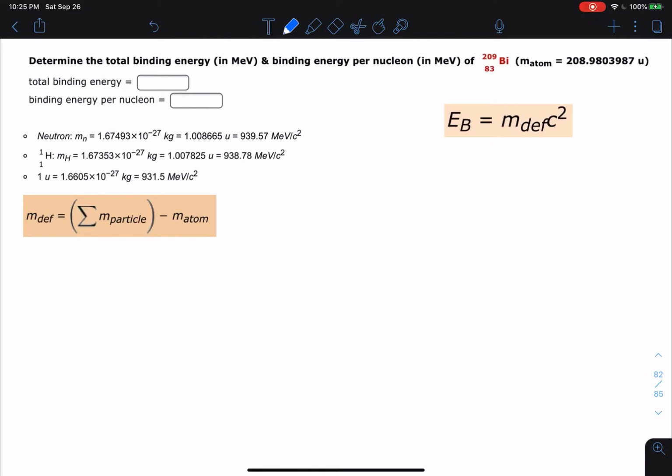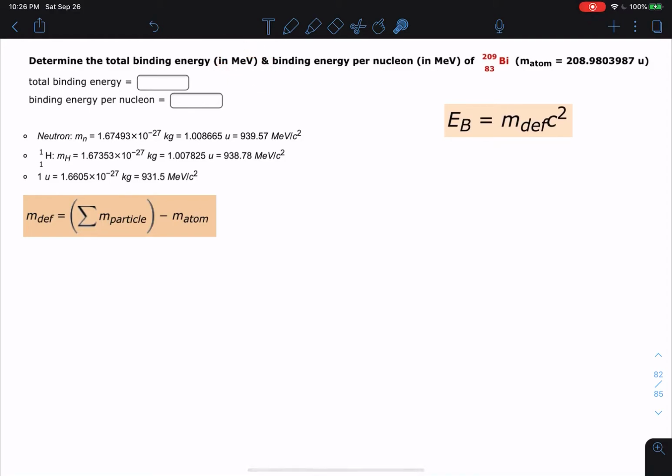When you create a nucleus, or I should say an atom, from scratch, you have to bring together all the neutrons and protons and electrons. And in doing so, some of the matter will be turned into energy. That amount of energy is referred to as the binding energy. And the amount of matter that turns into energy is called the mass defect. So in this case, with bismuth 209, I've got to bring together 83 protons, 83 electrons, and 126 neutrons. Bringing those all together, some of that matter will be turned into energy. That energy is called the binding energy.